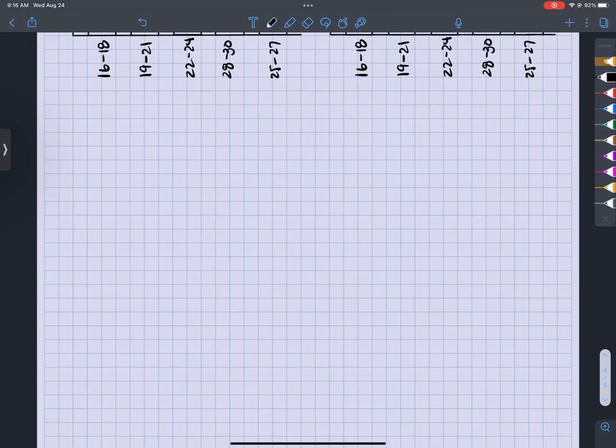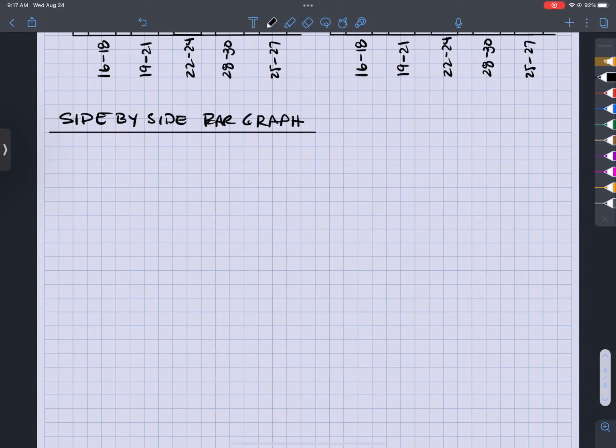All right. So the next is called a side by side. Now, the side by side bar graph, however, is something you've seen before. Okay. So let me go ahead and give you a problem here.